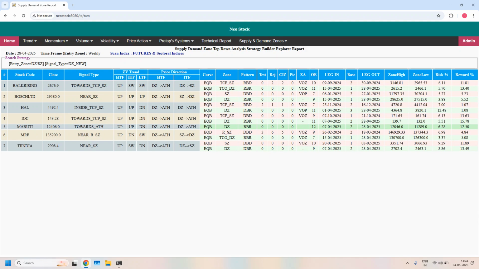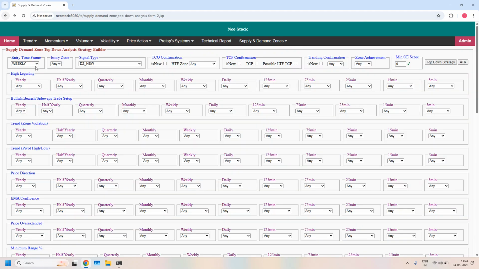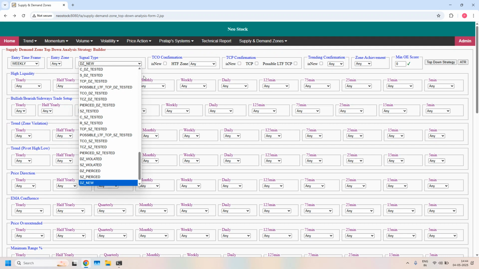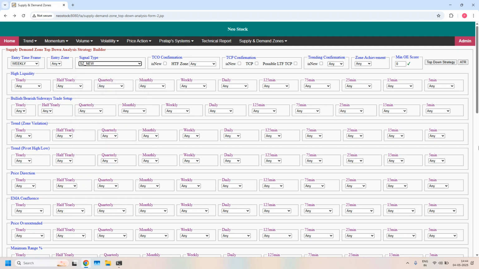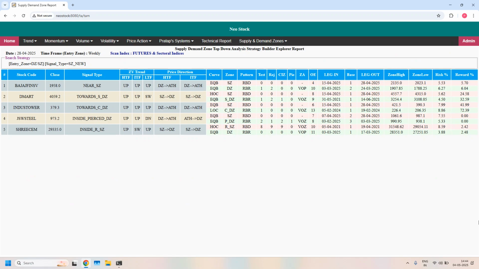Next, for weekly time frame, let us find the stocks having newly created weekly supply zones. These 5 stocks are having newly created weekly supply zones. Okay, this is about newly created zones.